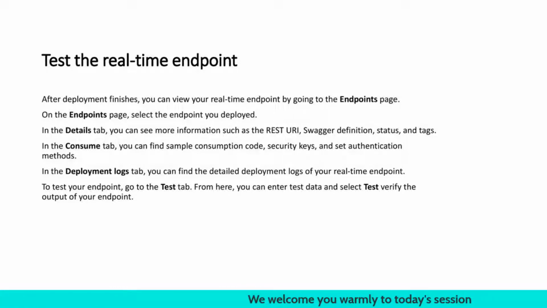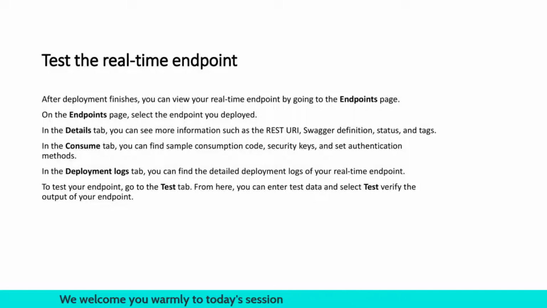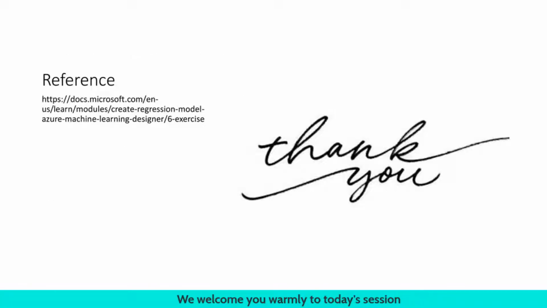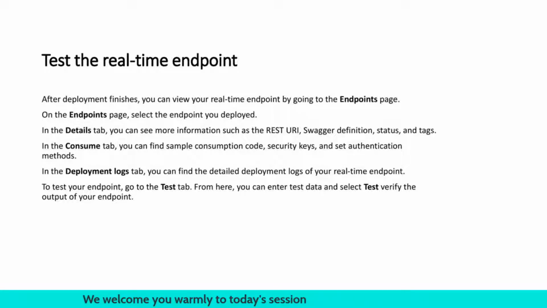And then at the end, we test the real-time endpoint. It generates a REST URL for us, the Swagger definition, status and tags and what have you, and then a consume tab where we can actually see what has been done. So let's quickly go to a demo to do that now.